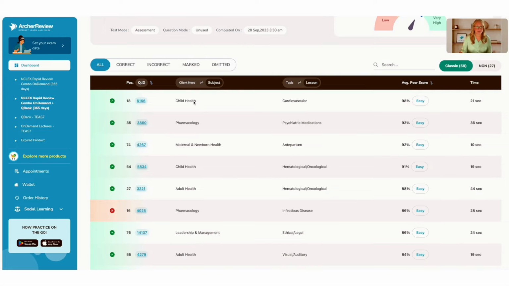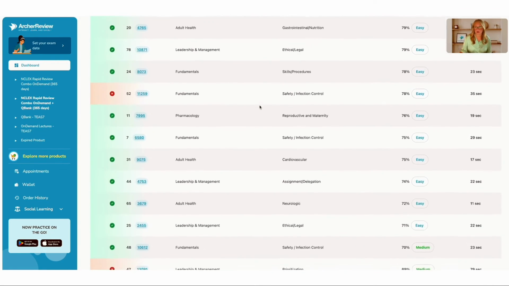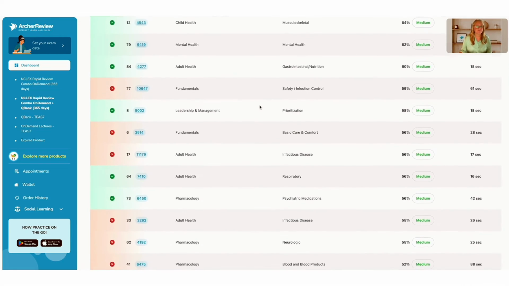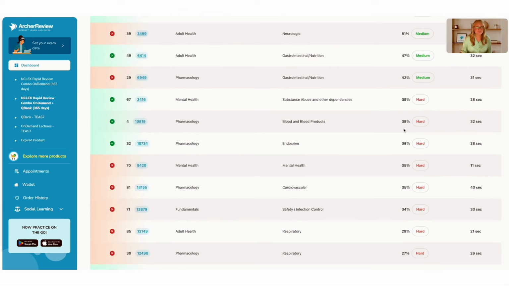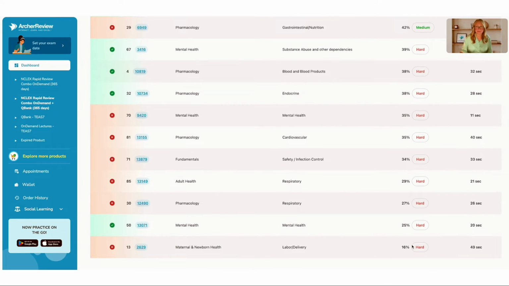So here on this child health cardiovascular question, 98% of my peers got it correct, and the system tagged it as an easy question. That means I should get it correct too, and I did. As I scroll down, I'll start to see harder and harder questions. In general, if 40% or greater of my peers got that question correct, I should also get that question correct. But if less than 40% got it correct, for example, this maternal and newborn health question, it was really hard. Only 16% got it correct. I didn't get it right either, so I'm not going to spend as much time worrying about that.